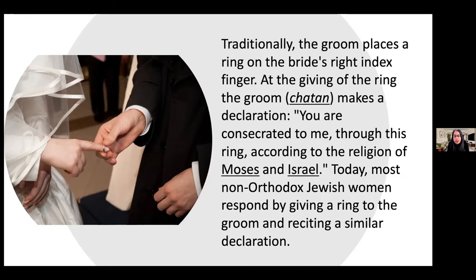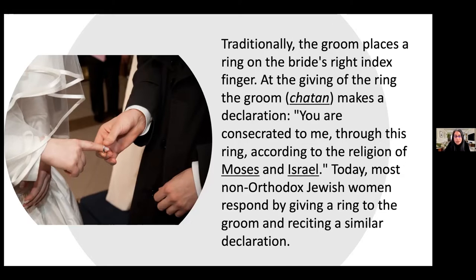Okay, he says, I'm going to do it in Hebrew first. Hare at mekudeshet li b'taba'at zu kedat Moshe v'Yisrael. Now, it's very beautifully translated here as, you are consecrated to me through this ring, according to the religion of Moses and Israel. But really, hare at mekudeshet. Mekudeshet includes that word, kadosh. So really what he's saying is, behold, you are being set aside for me. And since the word for set aside and consecrated are connected, it's much nicer to say consecrated. But really and truly, this is an acquisition of property.